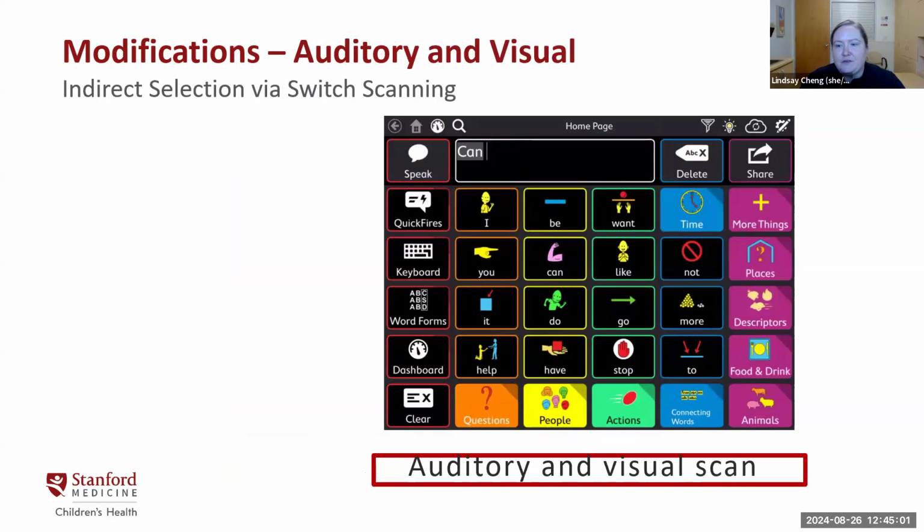On this slide, we have an example of two switch scan with both auditory and visual modifications.